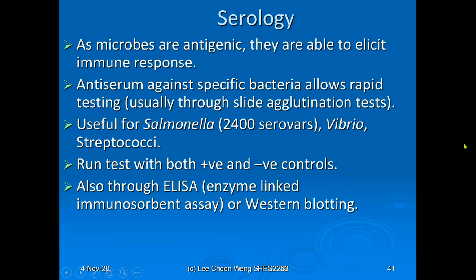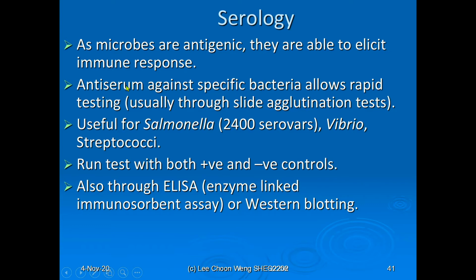Morning class. In this lecture, we'll be looking at the other approaches to identification of bacteria. One of the ways we can identify bacteria is by using serological methods. As microbes are antigenic, they are able to elicit an immune response. There is antiserum against specific bacteria that is available commercially that we can use to test against the isolates that you have to see whether they are the bacteria that you want.